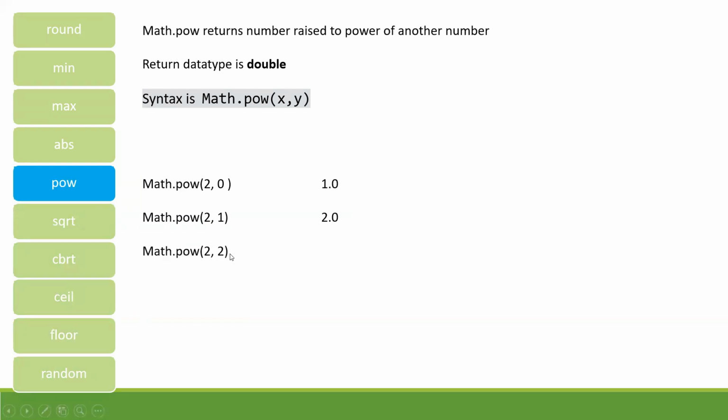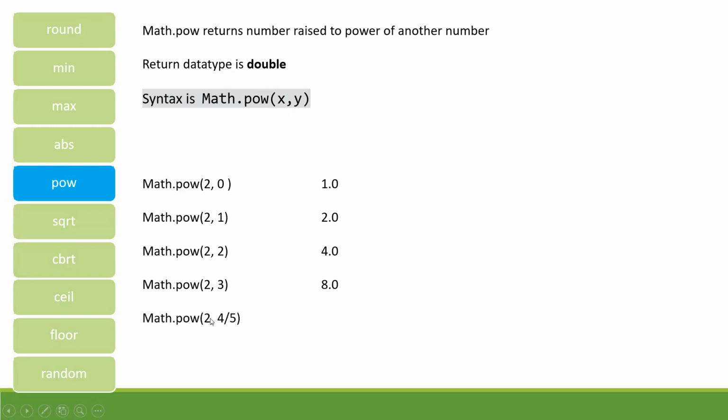Math.pow 2 raised to 2. This is 2 comma 2. 2 raised to 2 is 2 into 2. We know the answer is 4. Of data type double, the answer will be 4.0. Then 2 comma 3, which is 2 into 2 into 2, 3 times, which is 8. And with data type double, it is 8.0.